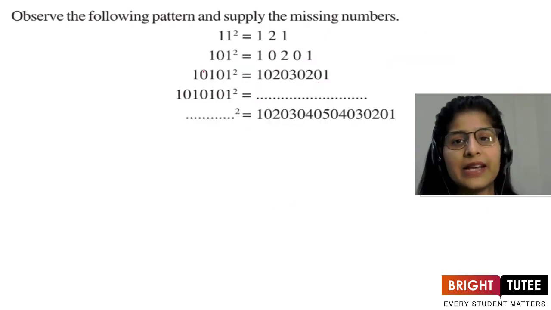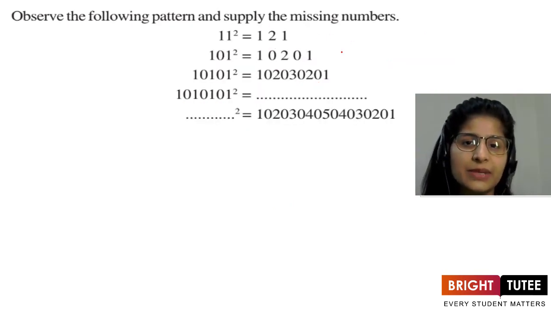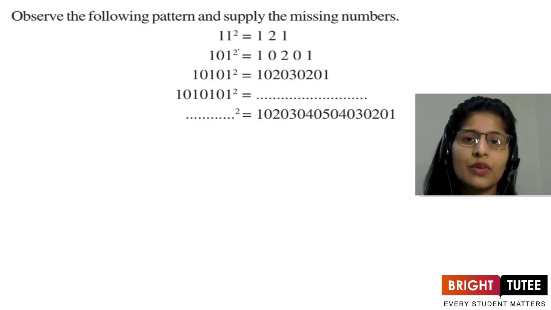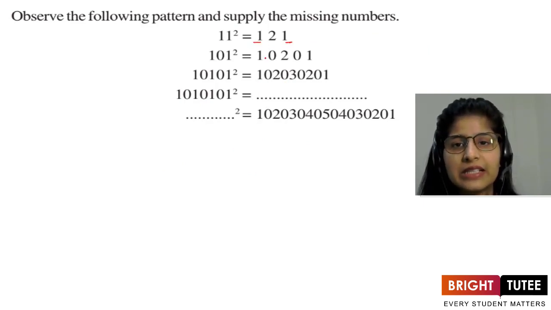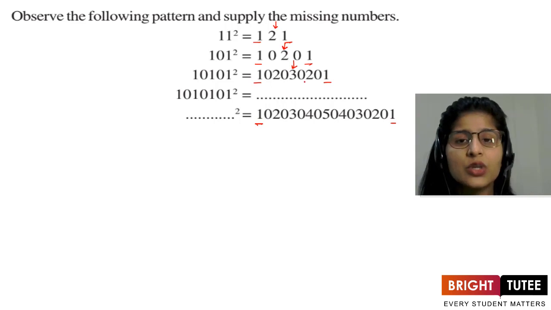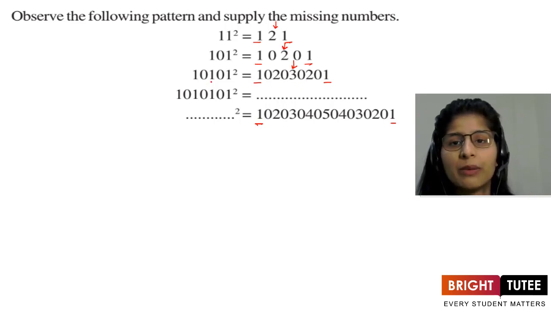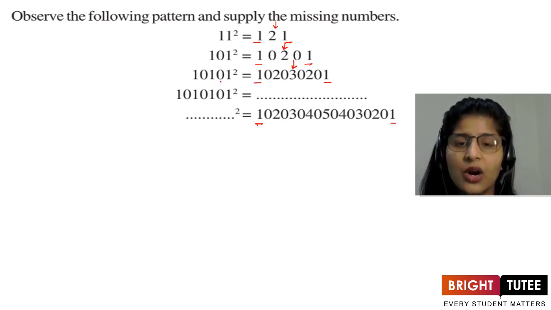Here is another pattern, and you have to supply the missing terms that are missing here. So what we see is the first and last digit is always going to be 1. Now what about the middle term? See, here the middle term is 2. Here the middle term is 2. Here the middle term is 3. Right? So what we do, we have to count the number of zeros, or we have to count the number of digits in between the two numbers.